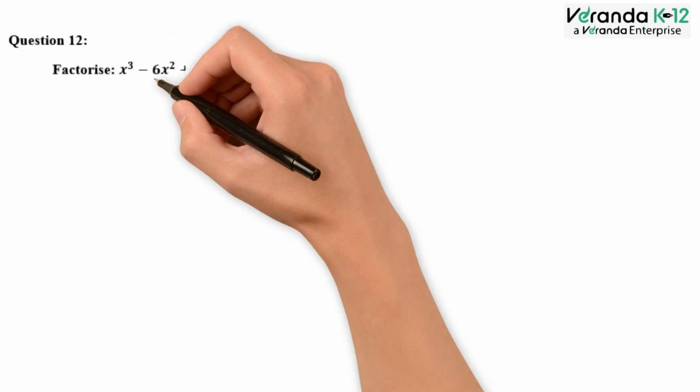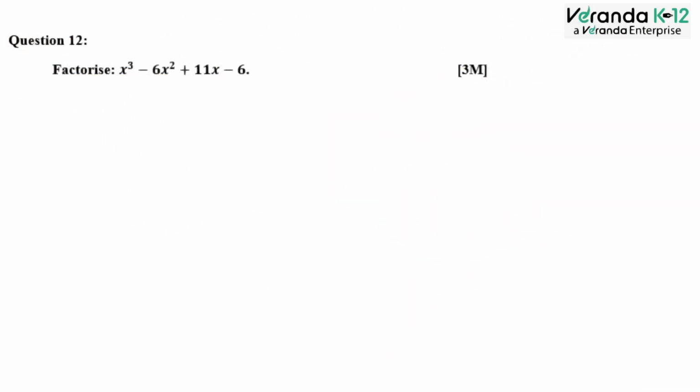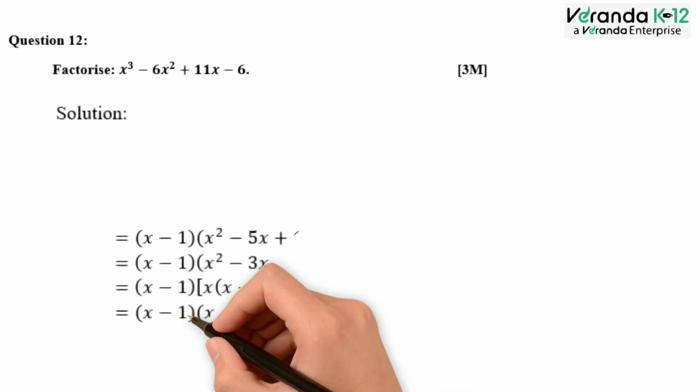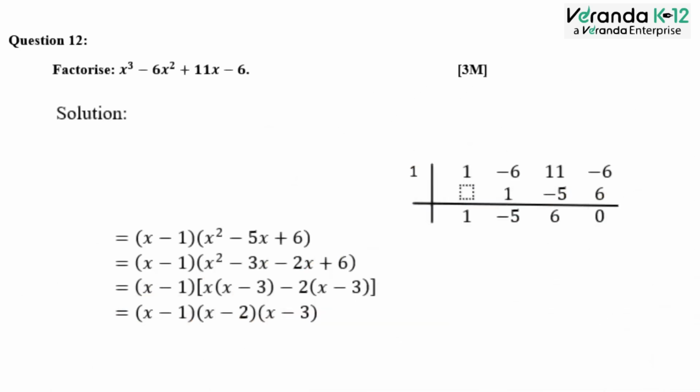Let's move on to a 3-mark question from polynomial. Question number 12. Factorize x cubed minus 6x squared plus 11x minus 6. We can factorize this by any method. Here, synthetic division is used. That is, write only the coefficients from the given polynomial. We must divide by such a number so that the remainder becomes 0.